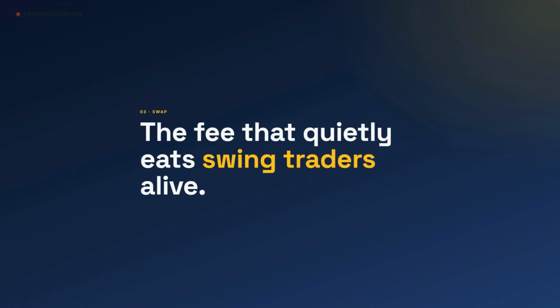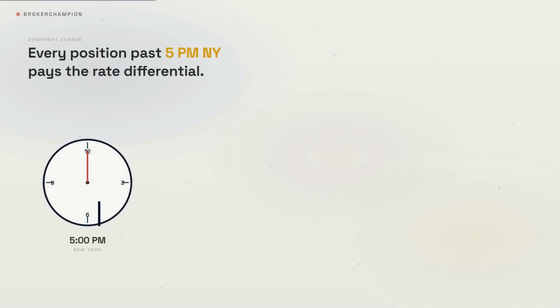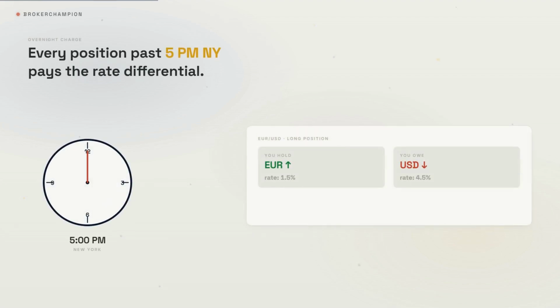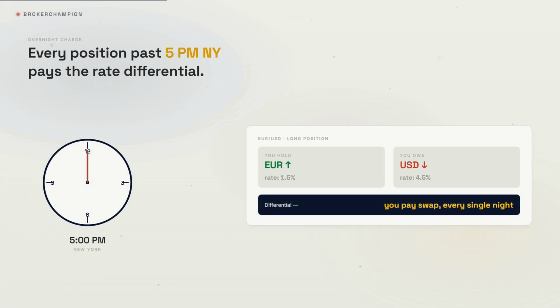Now the fee that quietly eats swing traders alive: swap. Every position held past 5 p.m. New York time gets charged or credited based on the interest rate differential between the 2 currencies in the pair. Long Euro-US dollar means long euros, short dollars. If dollar rates are higher than euro rates, you pay swap every single night.